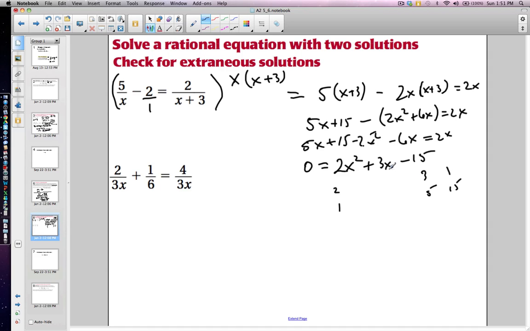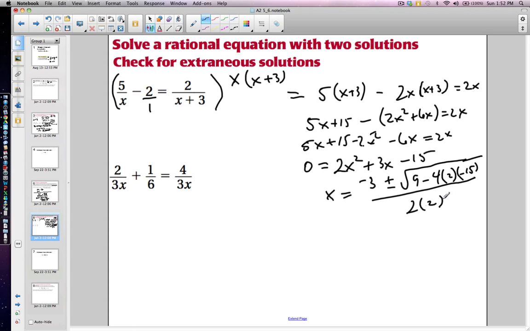So this is non-factorable. So I would probably want to use the quadratic equation to solve this problem. So let's go ahead and do that. x would be equal to the opposite of 3, so negative 3, plus and minus the square root of 3 squared, which is 9, minus 4 times 2 times negative 15, all over 2 times 2.